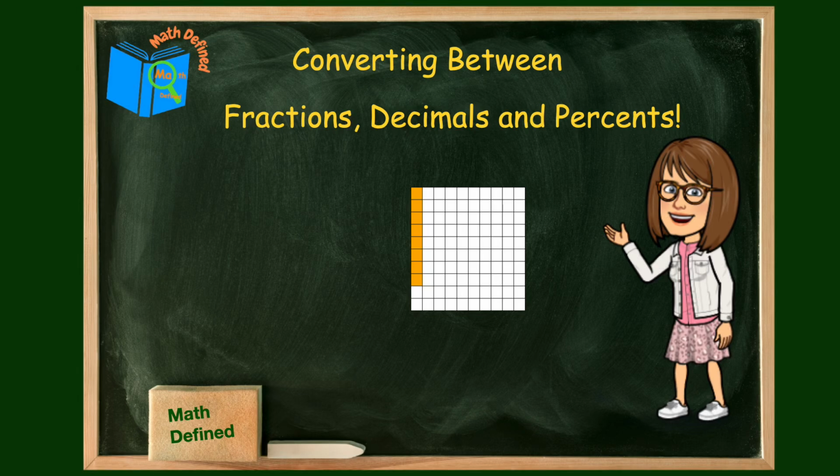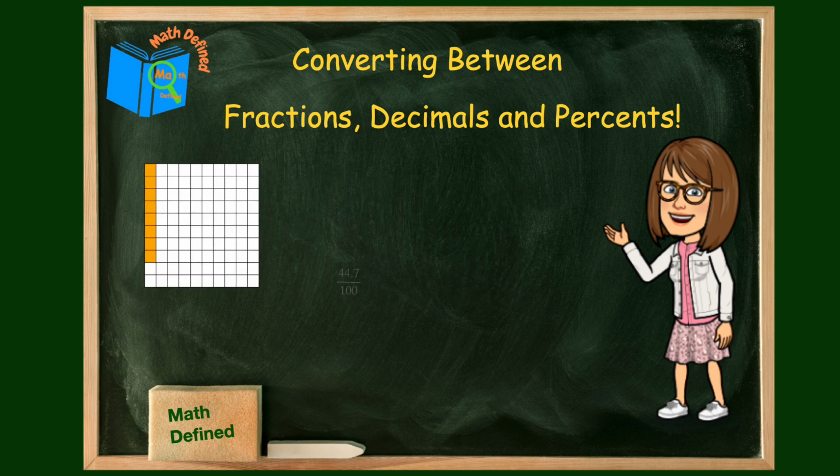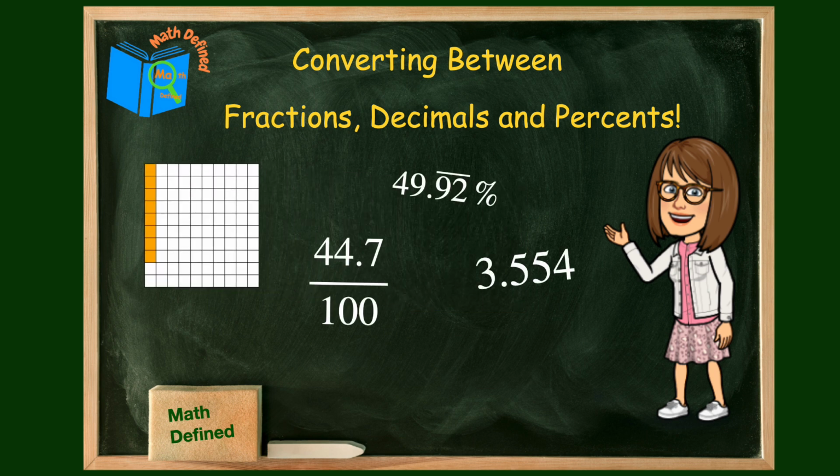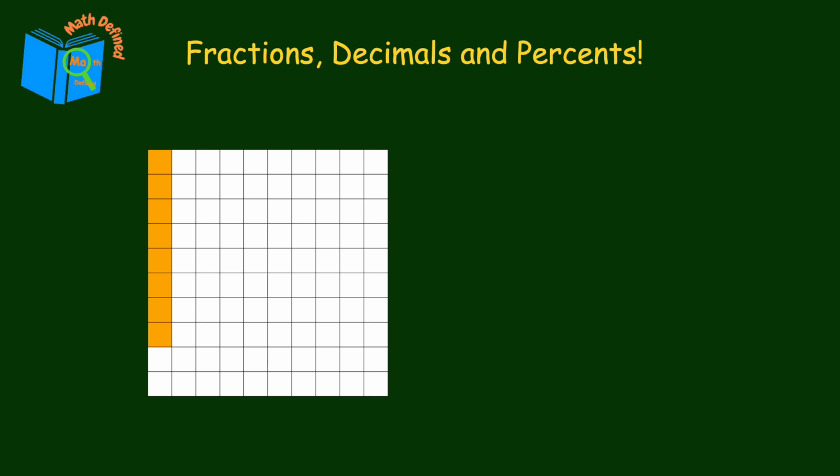Today we're tackling an important skill, converting between fractions, decimals, and percents. We'll use this model to help us visualize the fraction, decimal number, and percent that it represents. This grid has 100 squares with 8 of them shaded. The fraction used to represent this is 8 over 100. The decimal used to represent this model is 8 hundredths.